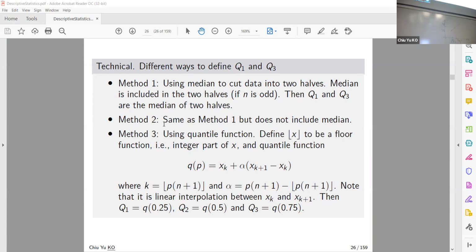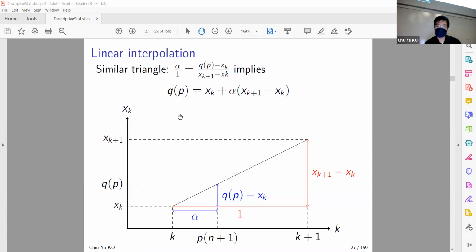Look at the second half of the data. If the median happens to be in the data, you also include it in the second half, and find the median. That will be Q3. Take the difference between the two. That will be method 1. And method 2 is where we ignore the median when we cut the data into 2 halves.